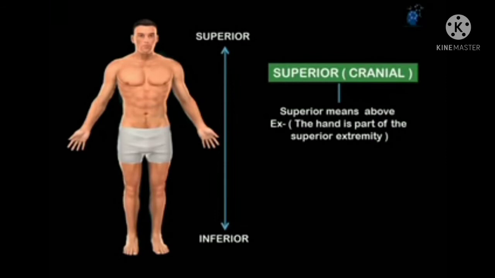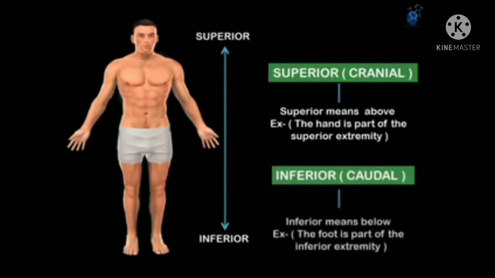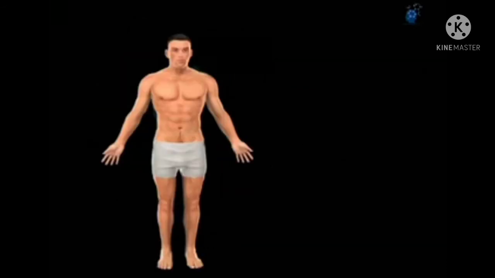screen. Next is the inferior, which is also known as caudal, and inferior means below. For example, the foot is a part of the inferior extremity. From the above discussion, I expect that you understand what superior and inferior are, as we already discussed that superior is located above and inferior is located below.